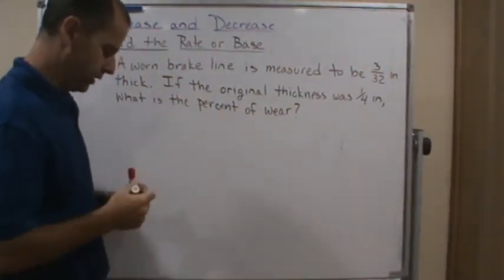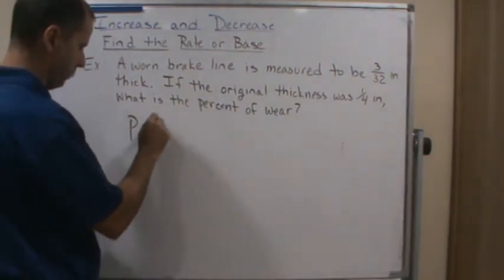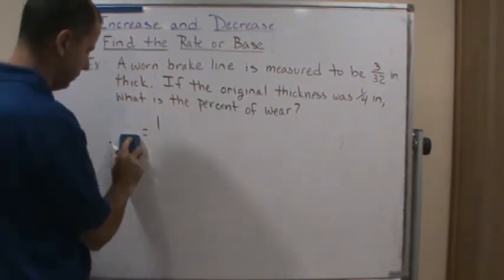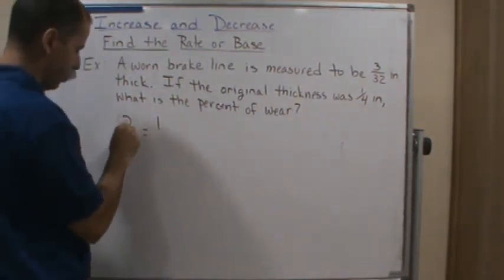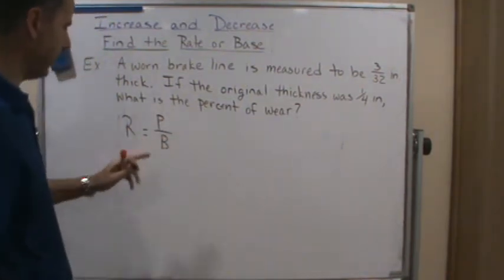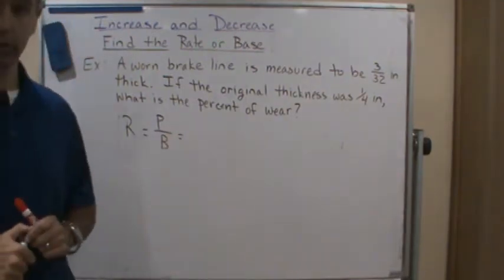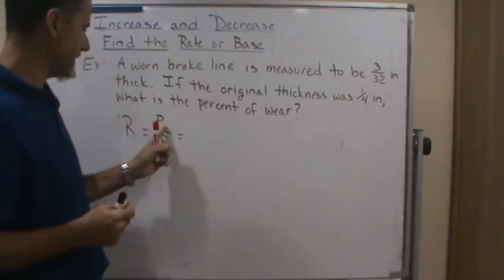So we're going to use the formula, no, we're looking for rate. So rate equals P over B, where P is the amount of change, right? It's the proportion. So what's the amount of change?